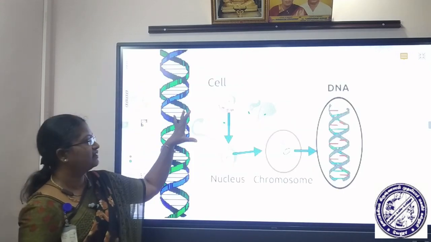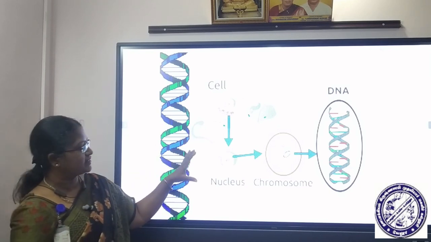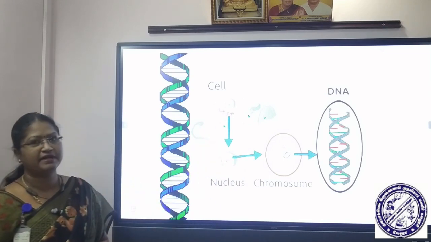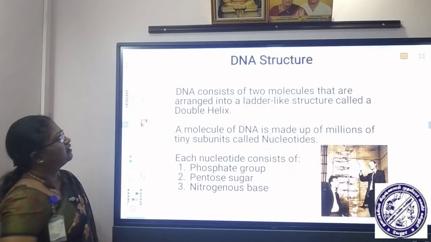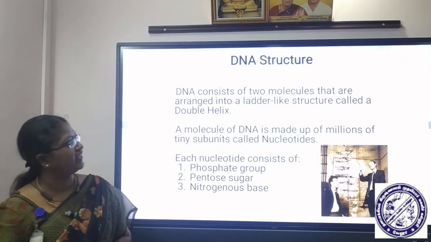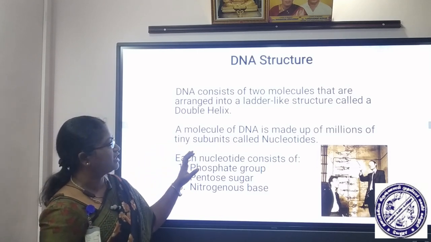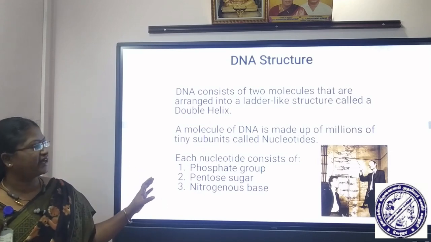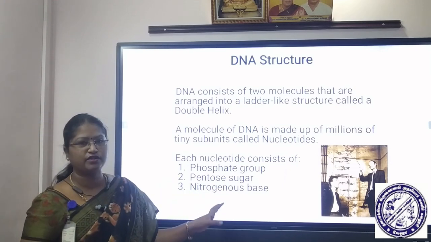So inside the cell, the nucleus will be present. In the nucleus, the chromosome will be there. Inside the chromosome, DNA will be present in a coiled form. DNA consists of two strands that are arranged into a ladder-like structure called a double helix. A molecule of DNA is made up of millions of tiny subunits called nucleotides. Each nucleotide consists of three groups, that is phosphate group, pentose sugar and nitrogenous bases.